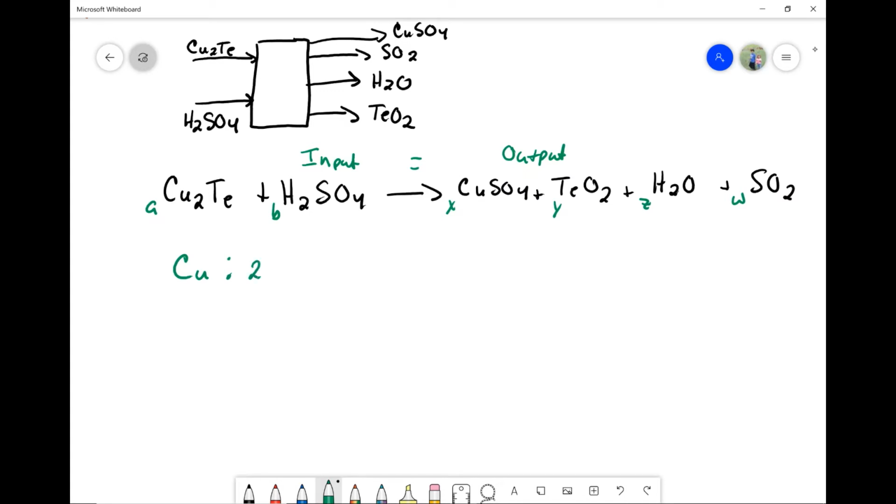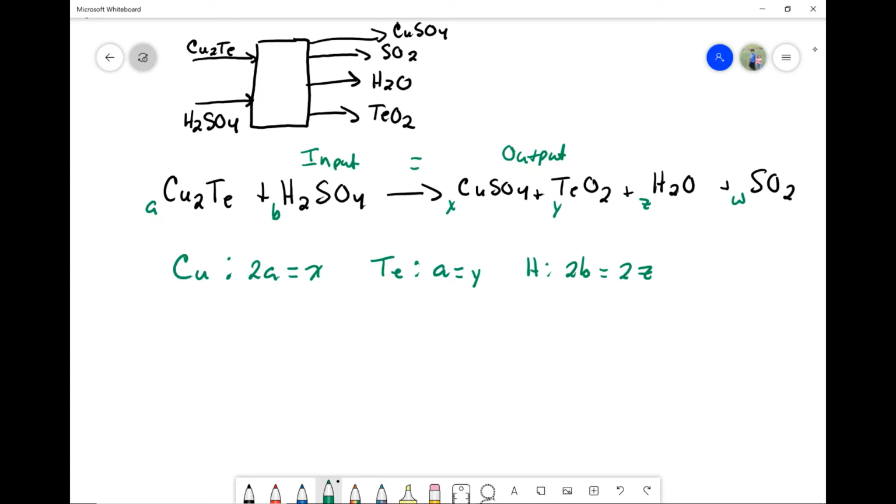2A is equal to X. So we don't have copper anywhere else here. For tellurium, A is equal to Y. We don't have tellurium anywhere else on the output. For hydrogen, we have 2B, and we only have hydrogen on the water here, equals 2Z.